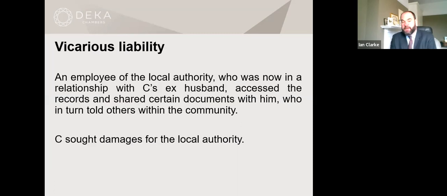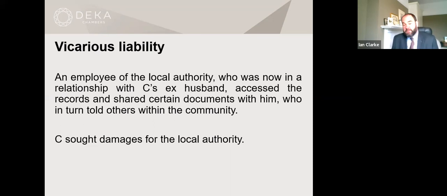Slightly unfortunately, an employee of the local authority was now in a relationship with the claimant's former husband. And even more unfortunately, she thought it was appropriate to access the records that had been shared by the police, and thereafter shared certain documents, not only with the ex-husband, who in turn then tells other people within the community about the allegations. And you can see why, in these circumstances, the claimant was upset.